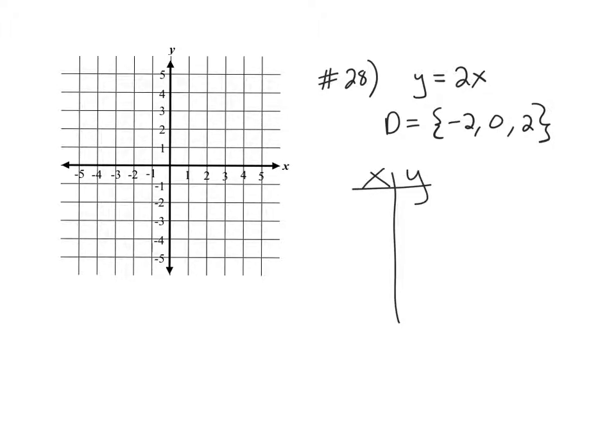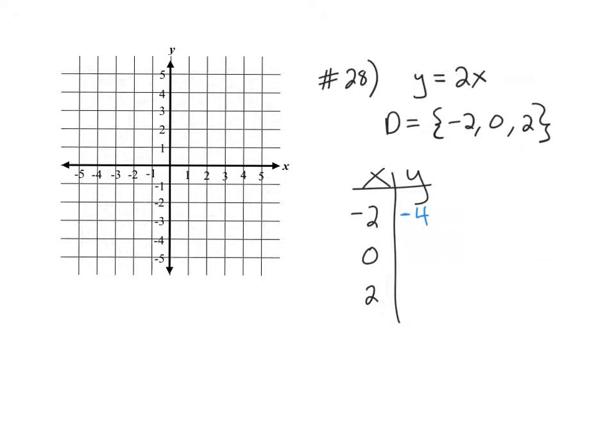The x's are inputs, so I'm going to put -2 and 0 and 2 for my inputs. And then I need to calculate what the output will be. Well, if I take the equation y equals 2x and I put in -2 for x, I'm going to get y equals -4. So that means -4 is the output if I put -2 in.